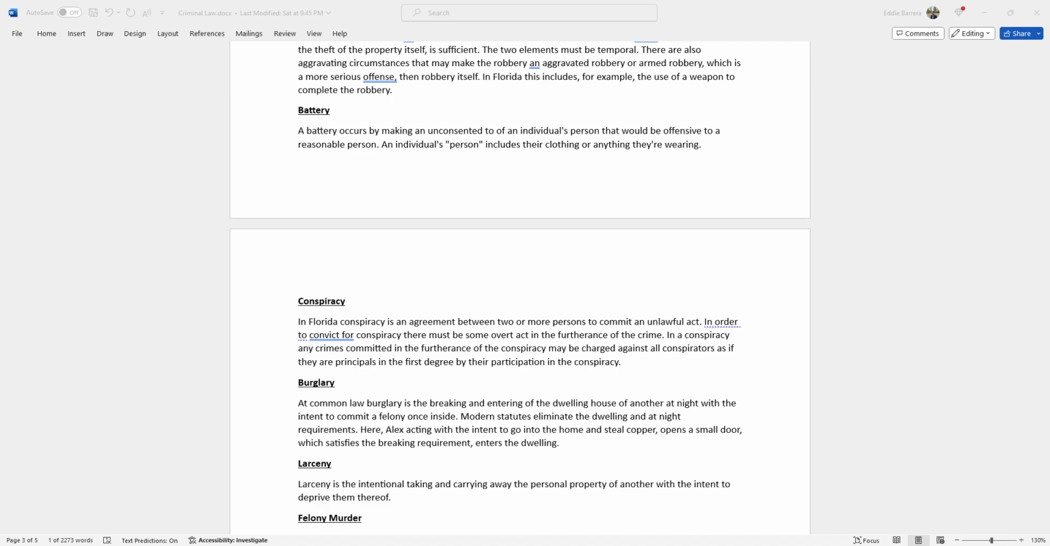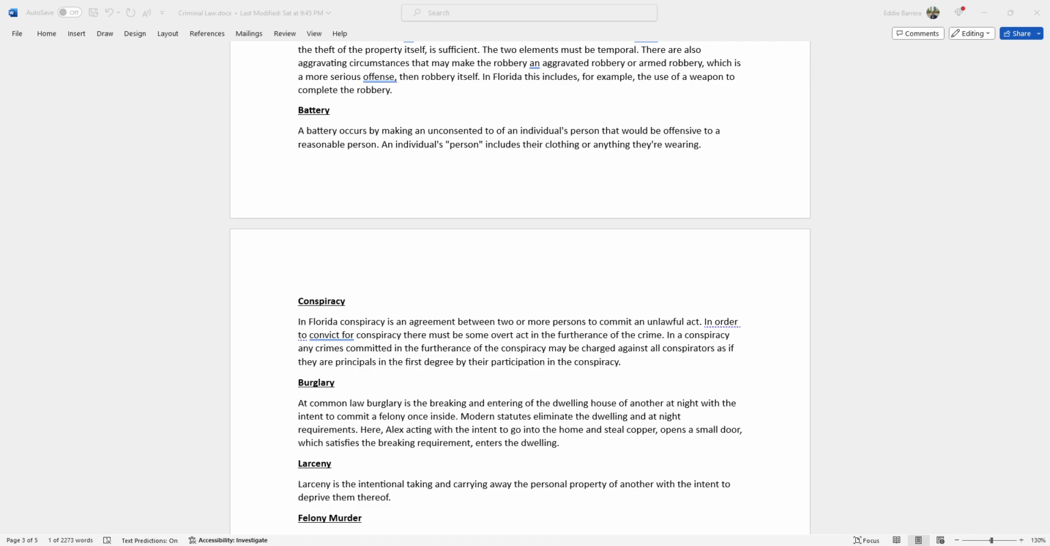Burglary. At common law, burglary is the breaking and entering of the dwelling house of another at night with the intent to commit a felony once inside. Modern statutes eliminate the dwelling and at night requirements. Here, Alex, acting with the intent to go into the home and steal copper, opens a small door, which satisfies the breaking requirement, enters the dwelling.